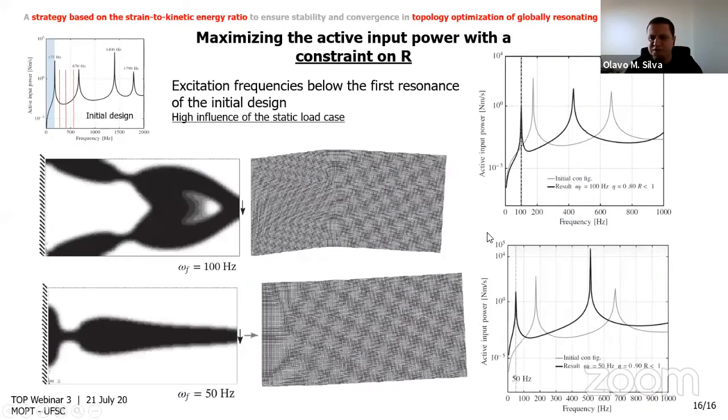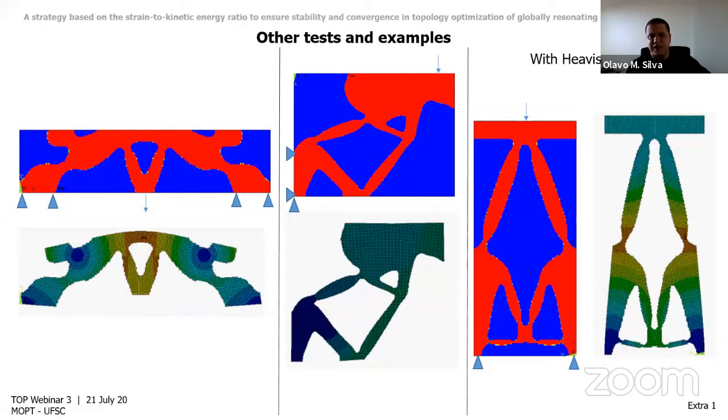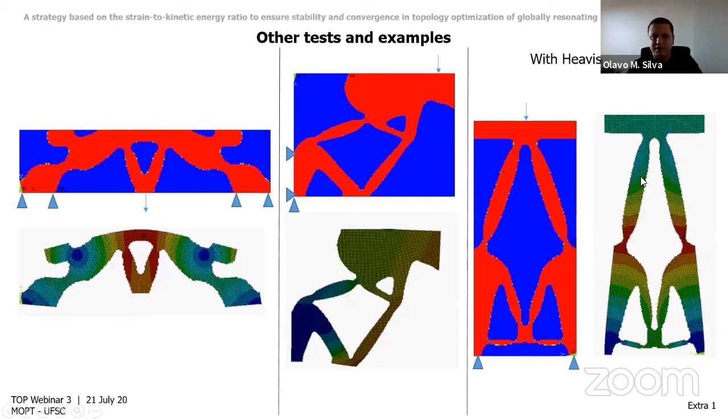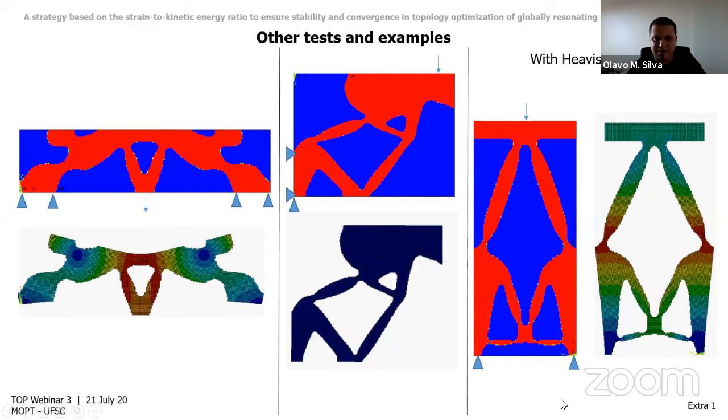And in this article, we also present some issues about applying this strategy for excitation frequencies below the first resonance of the initial design. There is a strong dependence on the static load, the additional load case. However, we can deal with it and we can obtain interesting resonant designs with the desired excitation frequency. We don't have this design in the paper, but here we did other tests and examples with other geometries and other boundary conditions. And even using the Heaviside projection, we have nice resonant designs.